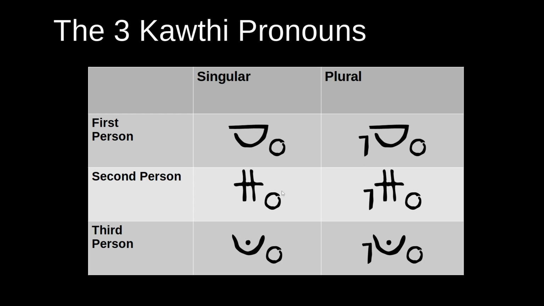So se is you. Ase is you all. Pe, he, she, or it. Ape, they or them. So it's that simple. You have 3 pronouns. To pluralize them, you just add a at the beginning. We, se, pe. I, you, he, she, or it.